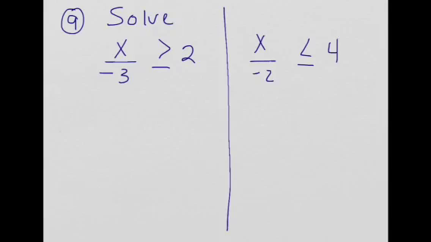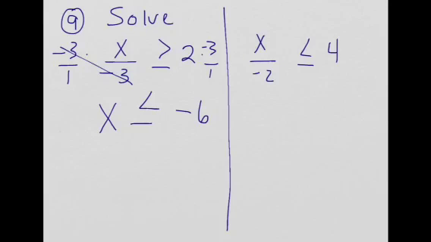Now this one we're going to be using minus men. So we're going to do, what math operation is this? It's division. The opposite of division is multiplication. So we're going to multiply by -3 on both sides with the brother-sister rule. That's going to cancel that out. It's going to be x, and it's going to be -6. Remember, the minus men are going to flip the sign of the inequality.